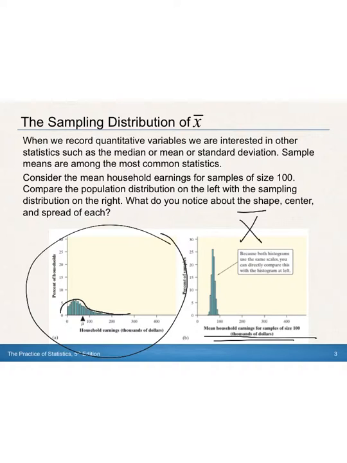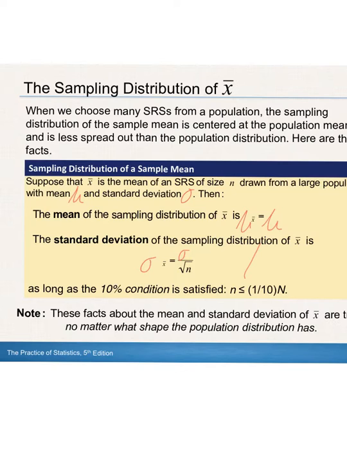Now, when we're taking an SRS sample of size 100, in between this and this is the number of times that we have pulled 100 from the household earnings. We add them all up and we find the mean. And then here we have the distribution of those means. So when we choose a simple random sample from a population and we're looking at quantitative data, a mean is a really common one that we use. And so if we're comparing the mean of the population and the sampling distribution, a couple of facts occur.